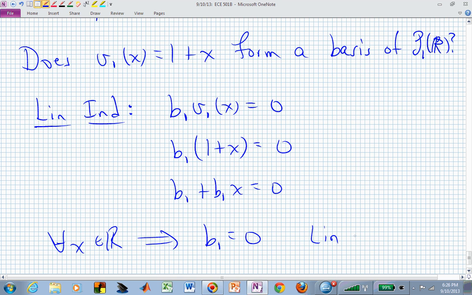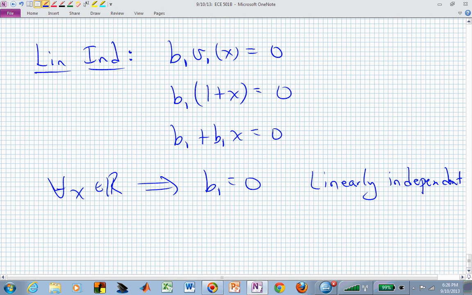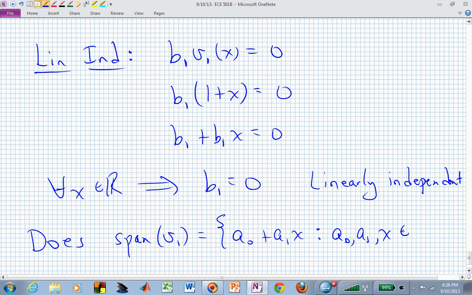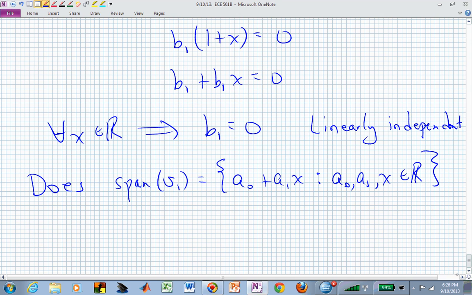So that is actually a linearly independent vector. It's just one vector. It should be independent, so it should be linearly independent. Now what we need to know is, does v1 span the set given by a0 plus a1x, such that a0, a1, and x all belong to the field of real numbers?